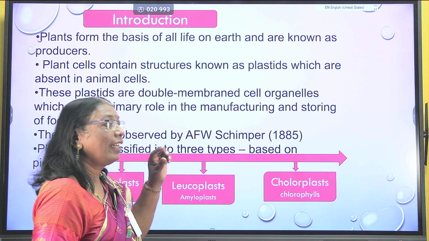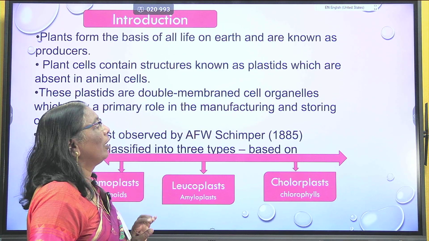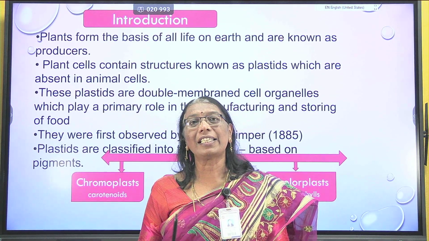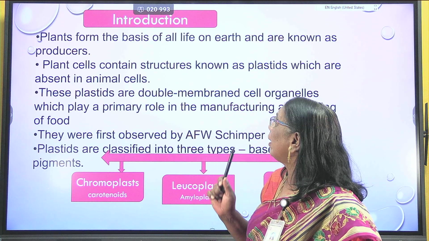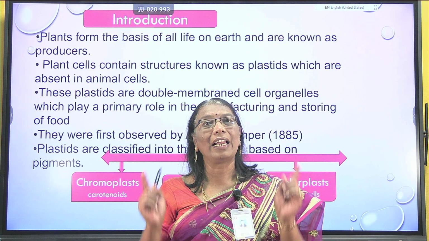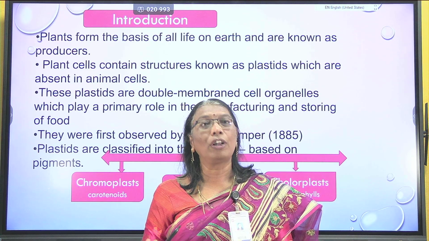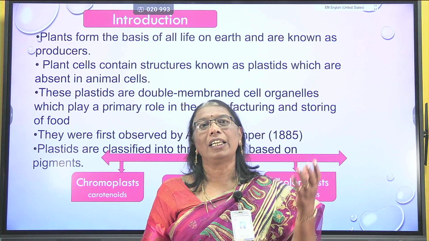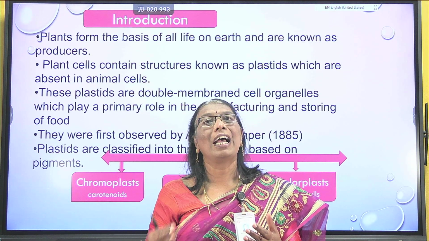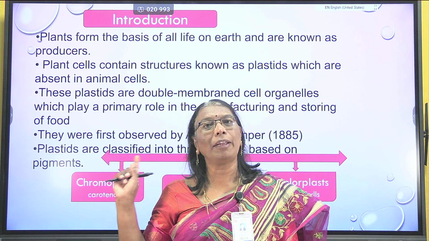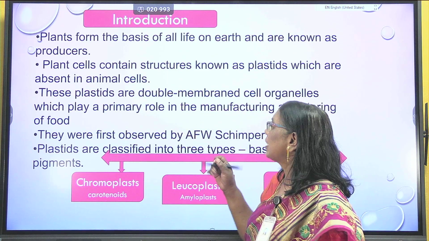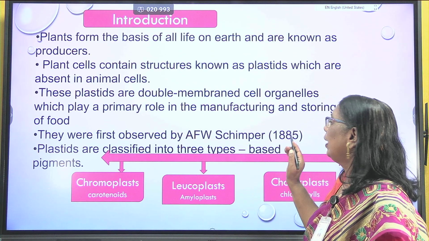Plant cells contain green color pigments, which are known as plastids, and these are only present in plant cells. These cell organelles are double membrane bound and play an important role in the production of food material, on which the entire life is dependent. Without green plants we cannot trap solar energy, light energy, and that light energy is not converted into food molecules as well as chemical energy without this important cell organelle, which is known as the chloroplast. They were first observed by the scientist A.F.W. Schimper in 1885.